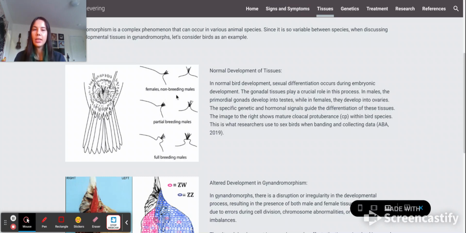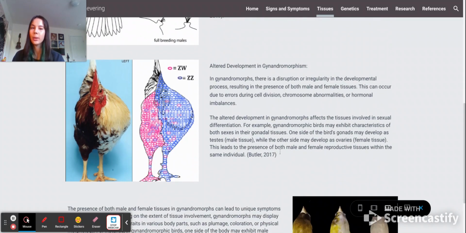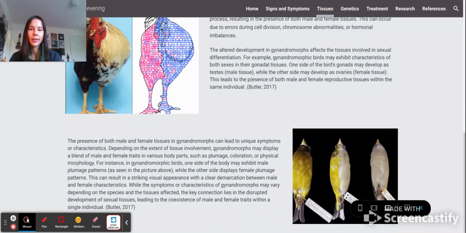And I talked about the CP, which is the cloacal protuberance on birds, because that's what birds are usually sexed by when you band them, and what that means in gynandromorphic individuals as well, especially with the coloration and pattern. That's an extremely important part of the tissues that are affected. Not only the gonadal structures are, but also the plumage.